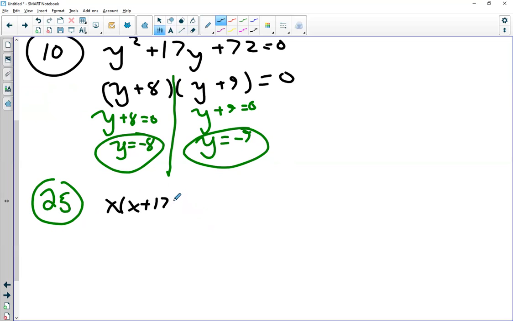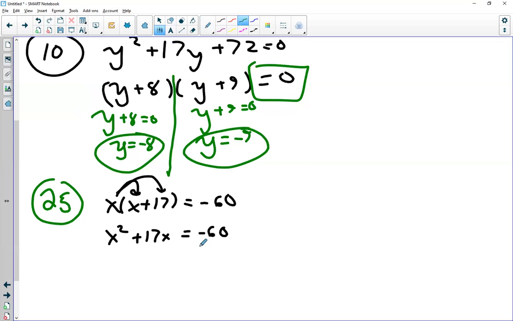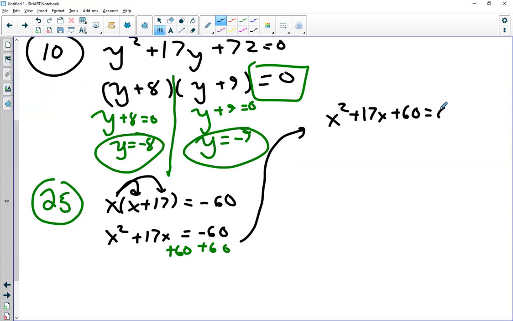x times (x plus 17) equals negative 60. First, I'm going to distribute the x to these, so I have it all nice. x squared plus 17x equals negative 60. My issue is this split and solve thing only works when it equals 0. So I have to make it equal 0. So I'm going to do plus 60 on both sides. So then that's going to become x squared plus 17x plus 60 equals 0.